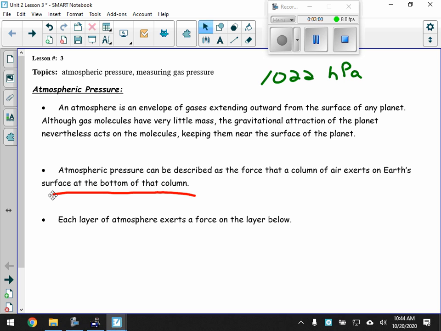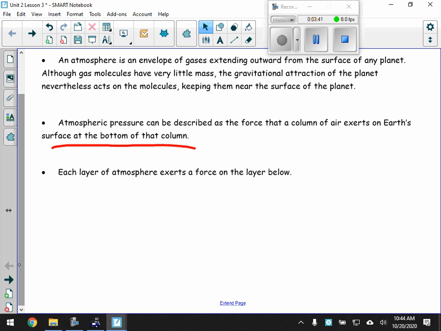Edmonton is 1,021. Okay, pretty close. Las Vegas is 1,013. That probably makes a little bit of sense. What about Vancouver, just out of curiosity? 1,022. Pretty much the same. So yeah, it'll vary. It really depends on the weather.